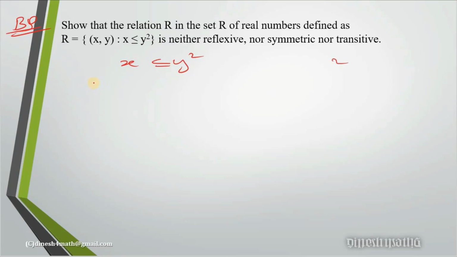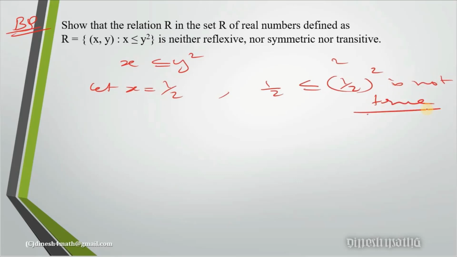So if I take, say, let x is equal to half. So x is equal to half means half less than or equal to half square. This is 1 by 2 less than or equal to 1 by 2 square, which is not true. So it is not reflexive. You can choose any decimal number or any fraction. The condition should be that the value must be smaller than 1, then only it will work. Okay, so it is not reflexive.